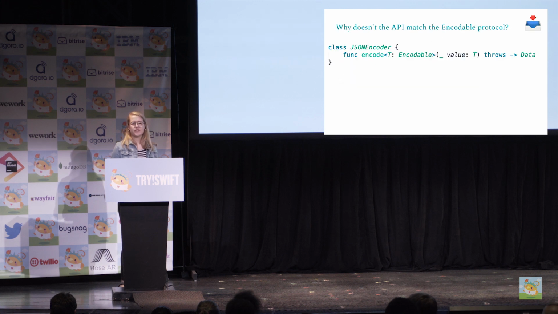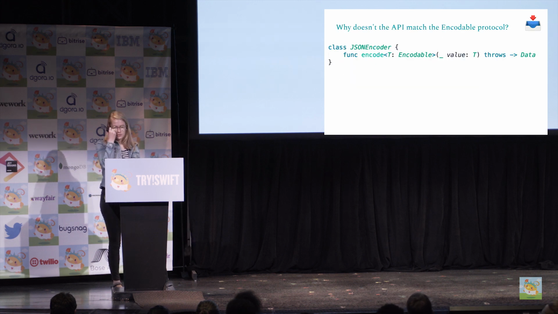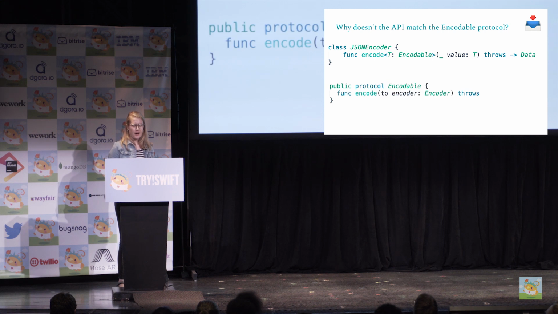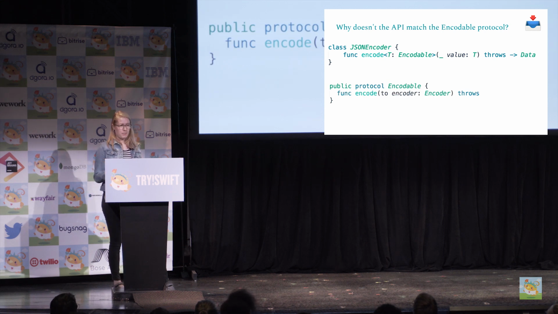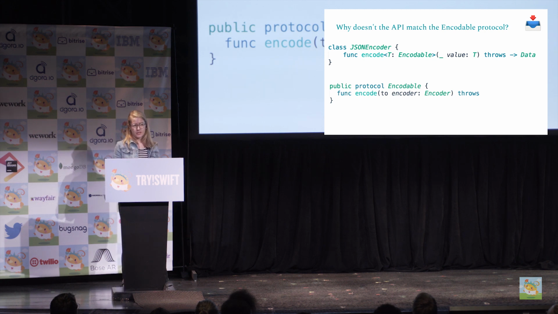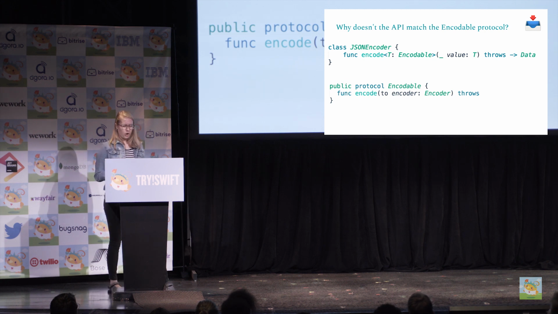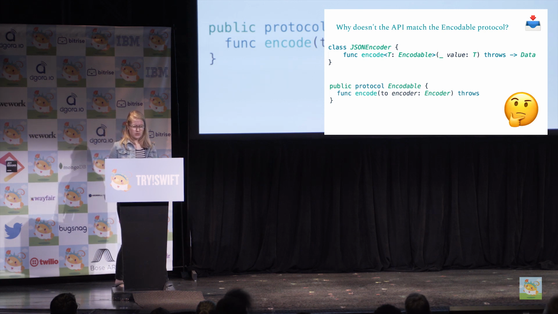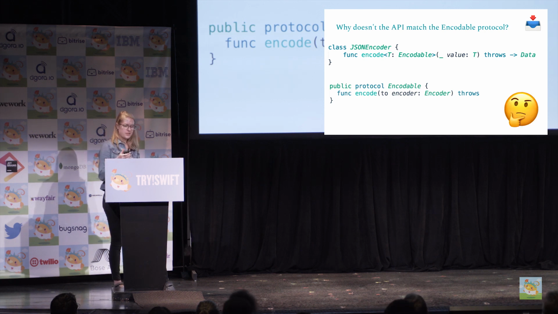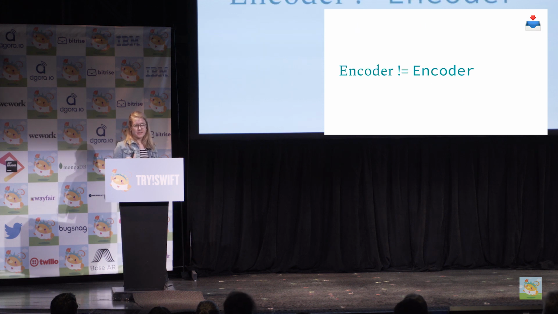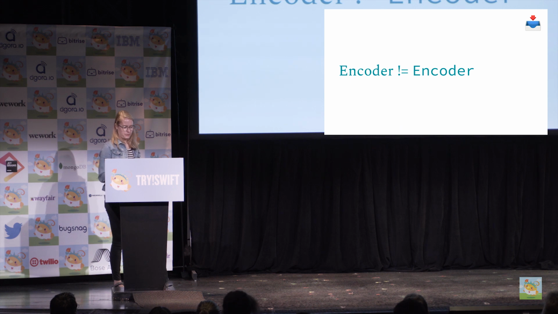One thing you'll notice as soon as you start looking at JSONEncoder closely is that its API doesn't match the Encodable protocol. JSONEncoder has a single method where you give a value to the encoder to encode. But the Encodable protocol has a single method where you give the encoder to the value. So what's going on here? Why don't these match? The answer is that something that calls itself an encoder doesn't necessarily conform to the Encoder protocol.